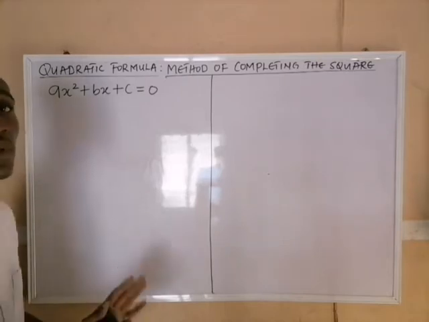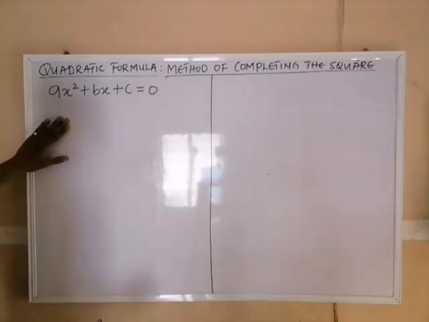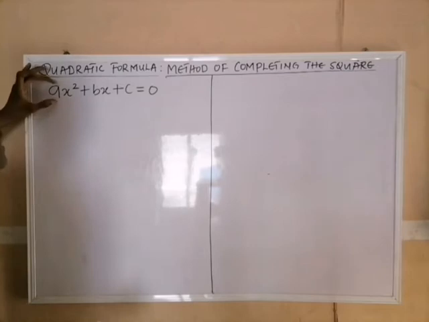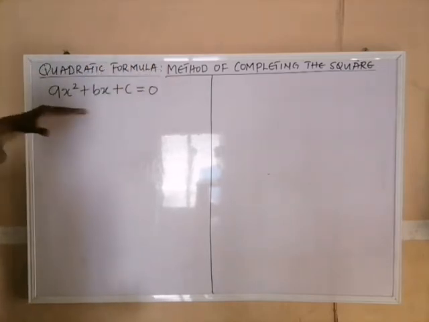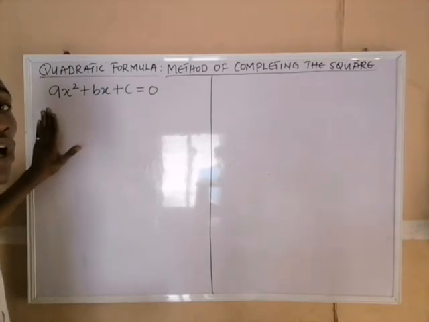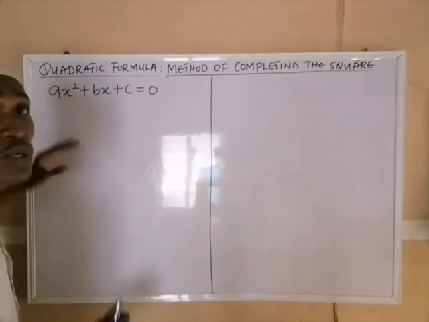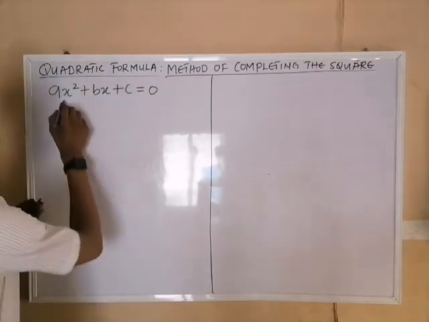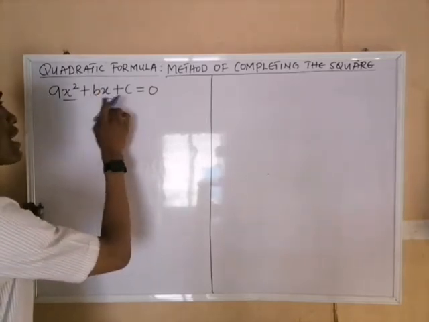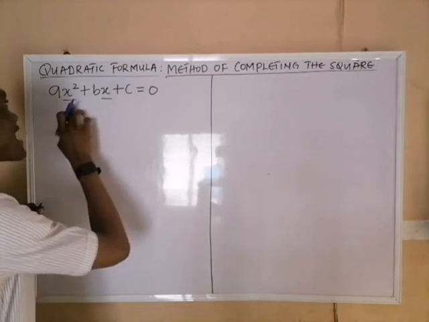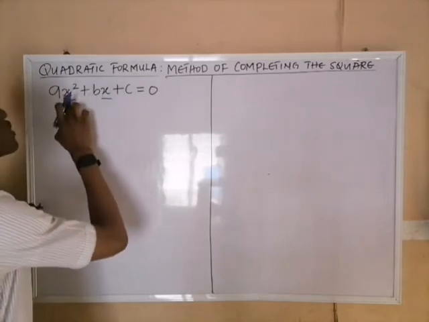The first step: this is a quadratic equation. It has its form as ax squared plus bx plus c equals 0. It's a general quadratic equation, and all quadratic equations have this form, where the highest power of the unknown is raised to power 2. This is the second term, and this is the constant term.